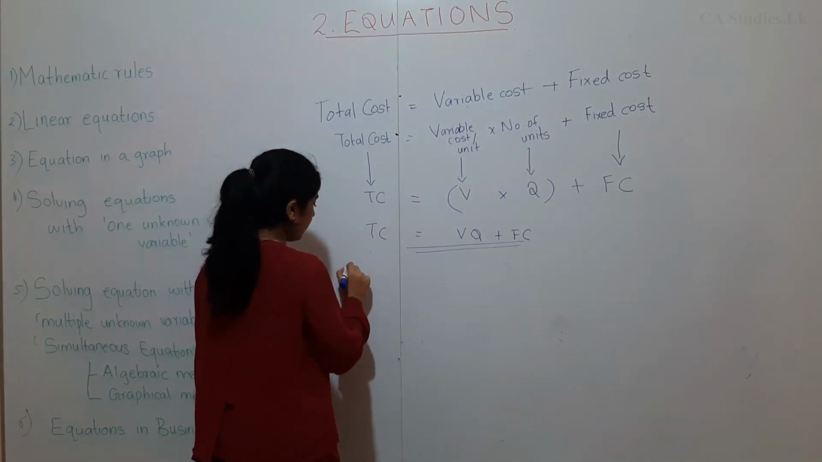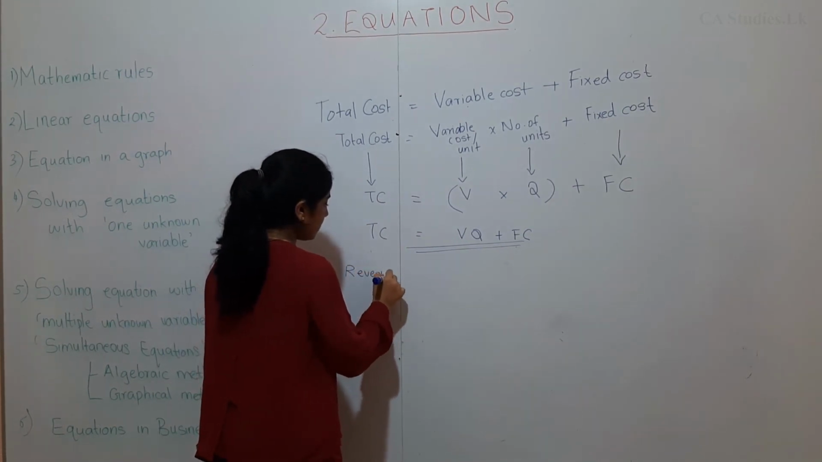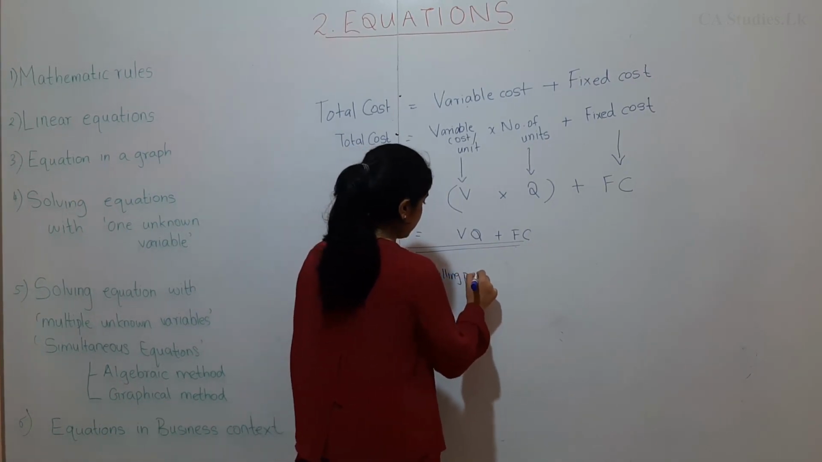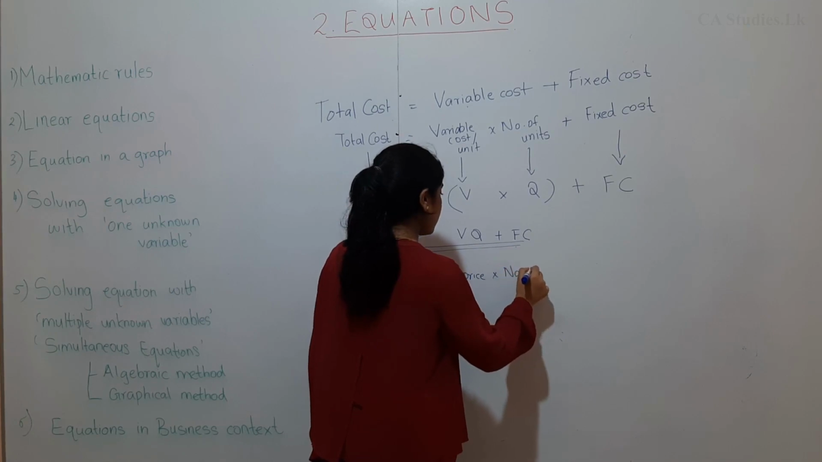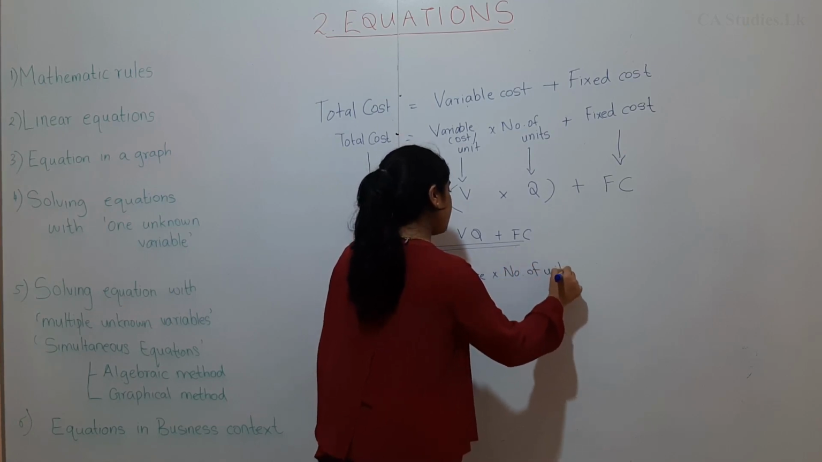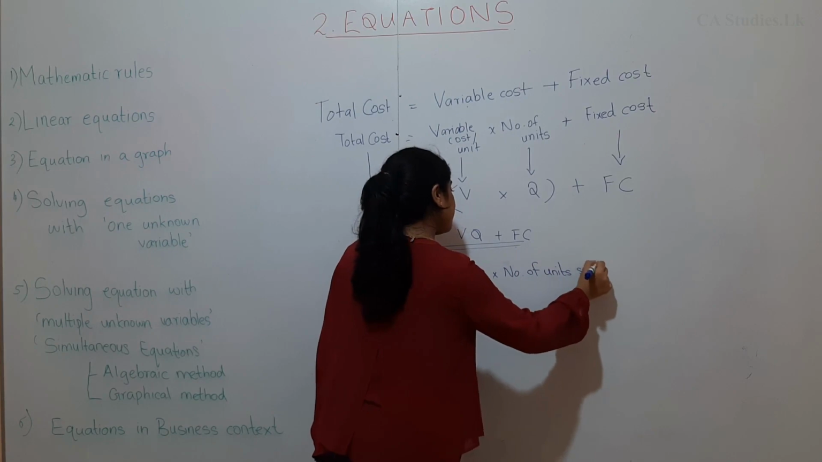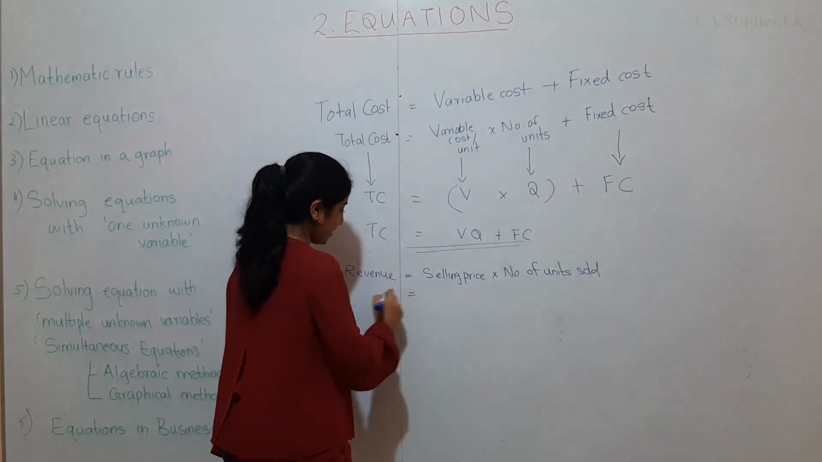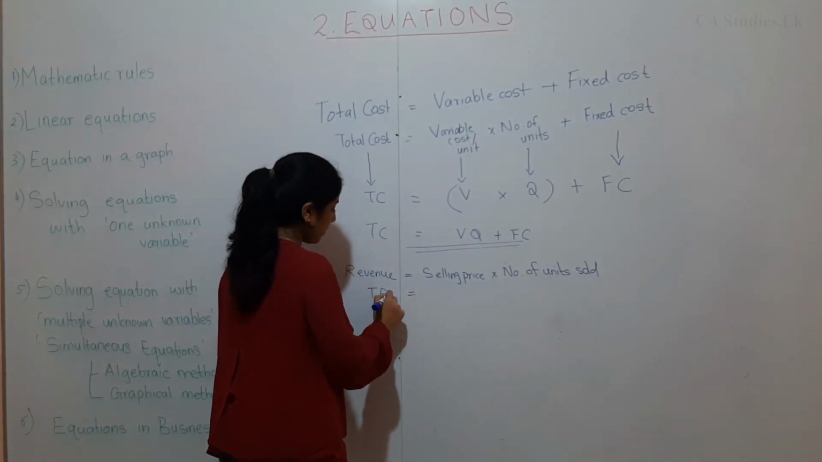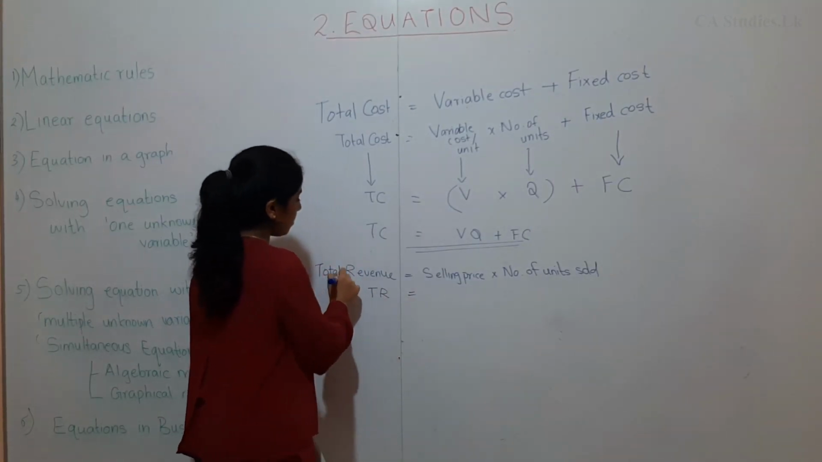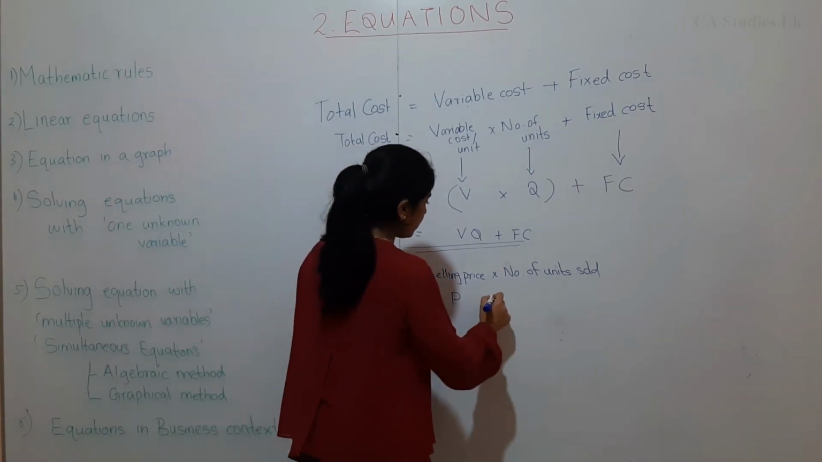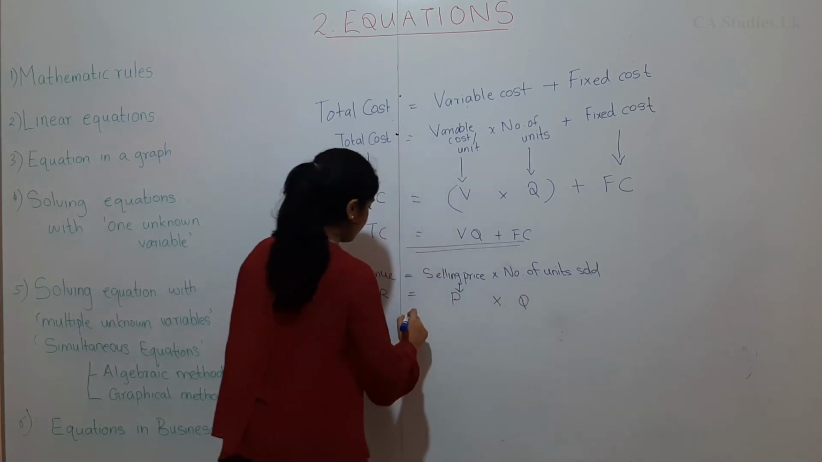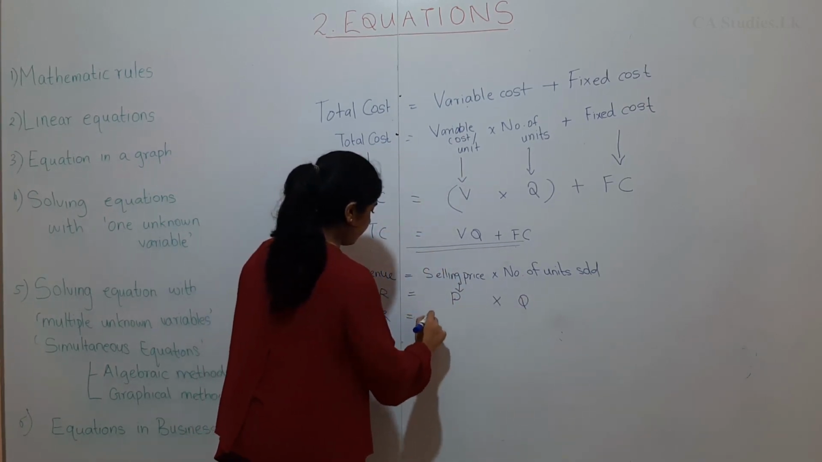When it comes to revenue, it is selling price multiplied by the number of units sold. So you can give a letter to it. It's not a big thing, but okay. So you could say total revenue as TR. Total revenue TR equals price, which you could say P, multiplied by number of units, Q, whereas TR equals PQ.